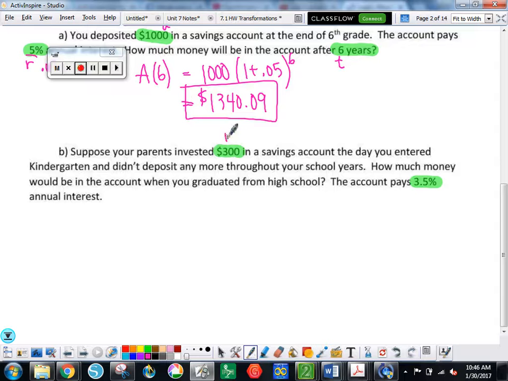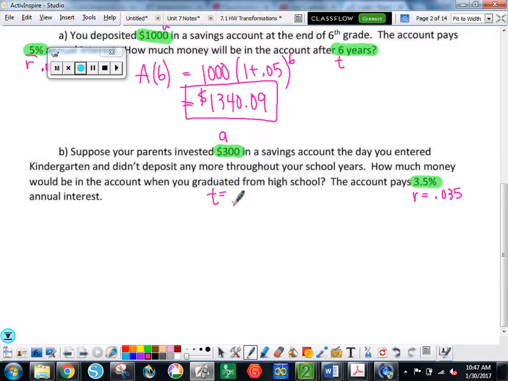So this is your A. This is your R, but R is what? 0.035. R is 0.035, right? T, we know where you're getting the 1. The R is technically 0.035.